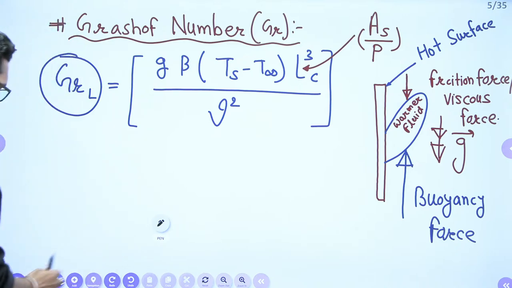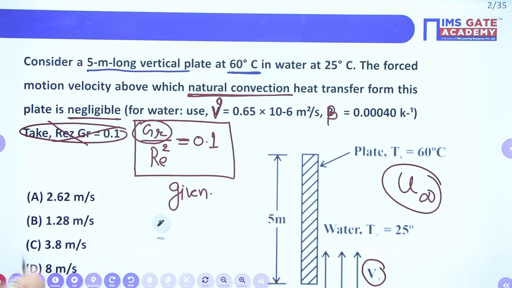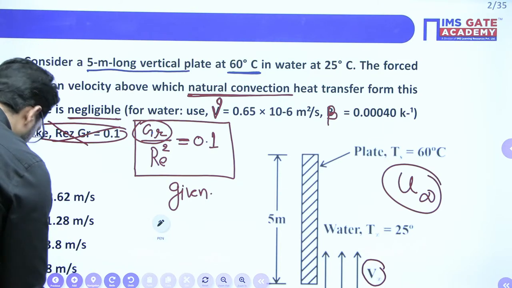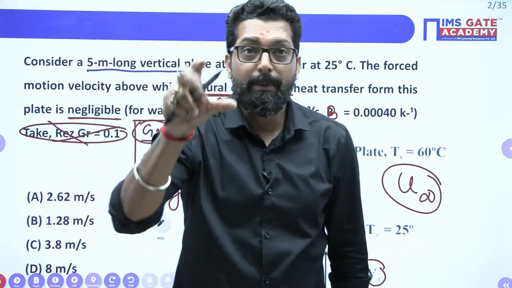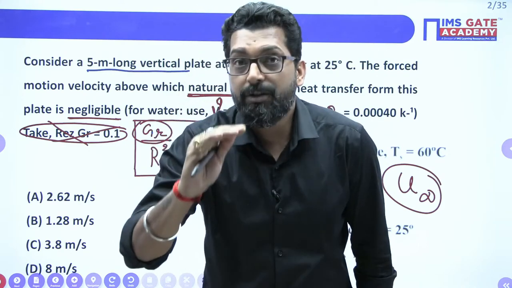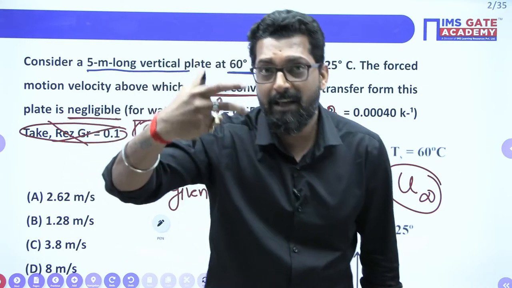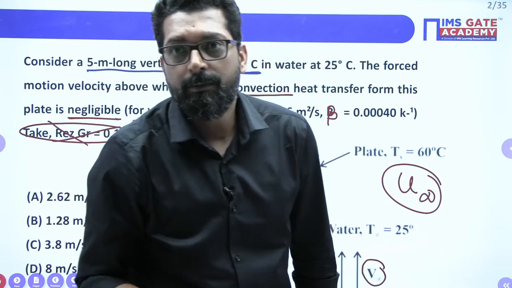Now come back to the problem. So this is your problem. Now, beta, see, very important, we determine which mechanism is dominating, either the forced convection mechanism or the free convection mechanism.